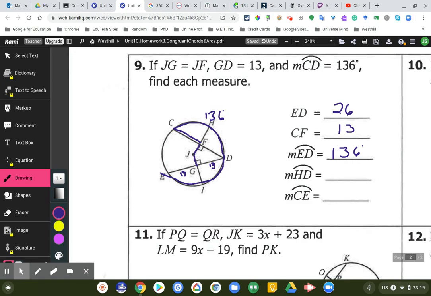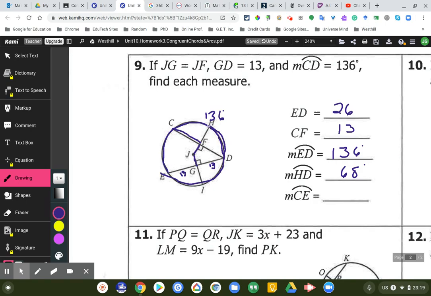Measure of arc HD is... Where is it? Oh, it's half. Look at this. We can see it's already half. So it's half of 136. That's 68. And the measure of arc CE. Oh, now they're trying to trick us up. CE right here. Look.